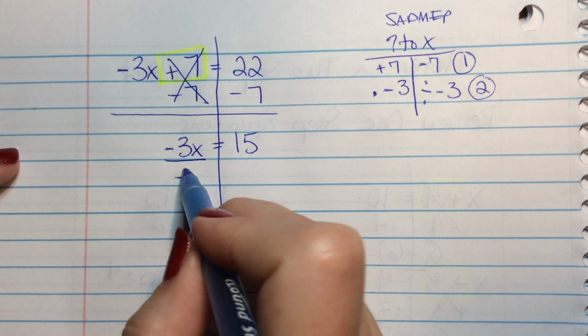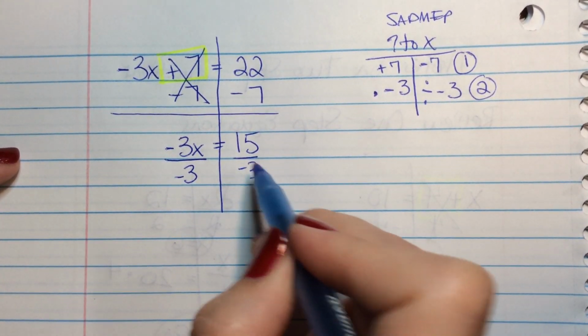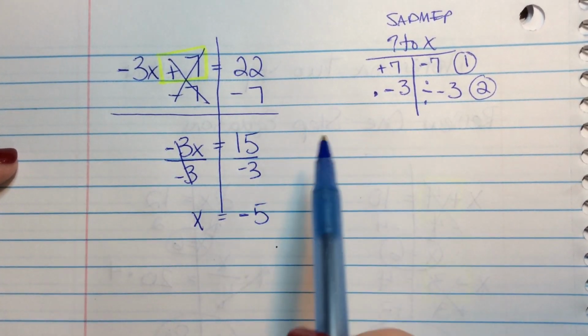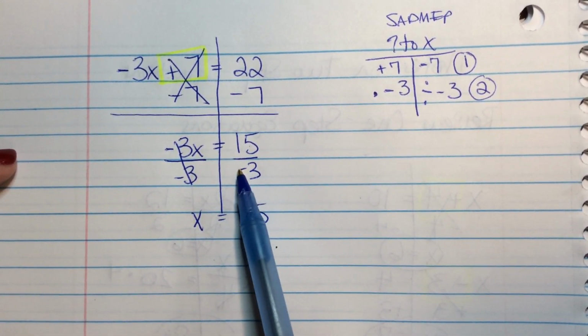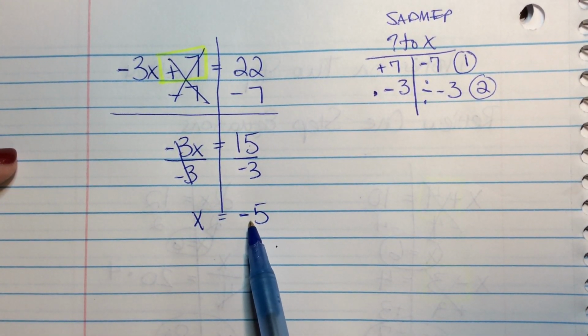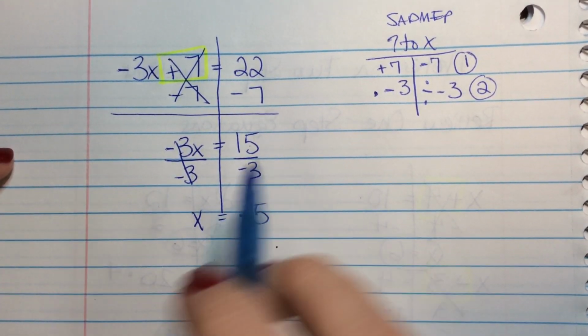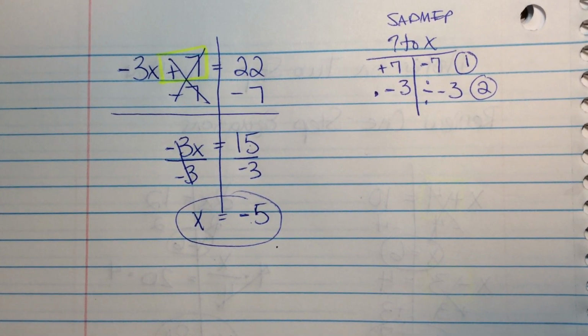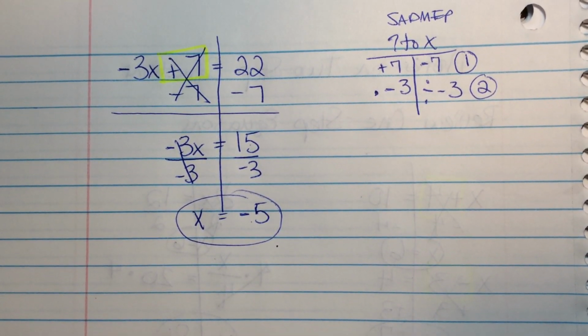We're going to divide by negative 3. And we get that x equals negative 5, because 15 divided by negative 3 is negative 5. And you can use your calculator to check yourself, especially if you're weak on your integers.